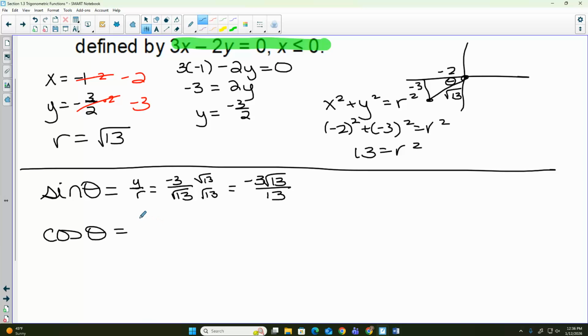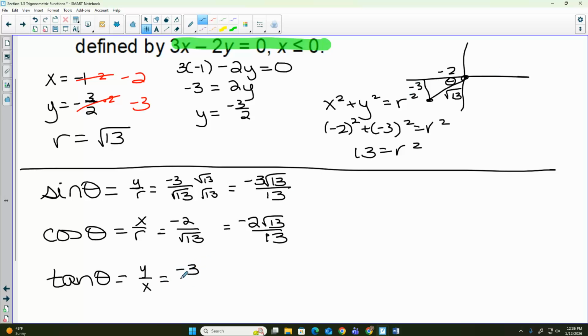Cosine is x over r, or adjacent over hypotenuse. So -2 over radical 13. Again, move the radical, multiply by radical 13 on top and bottom, so -2 radical 13 over 13. Tangent is y over x, or opposite over adjacent. So -3 over -2, which just reduces to a positive 3 over 2.